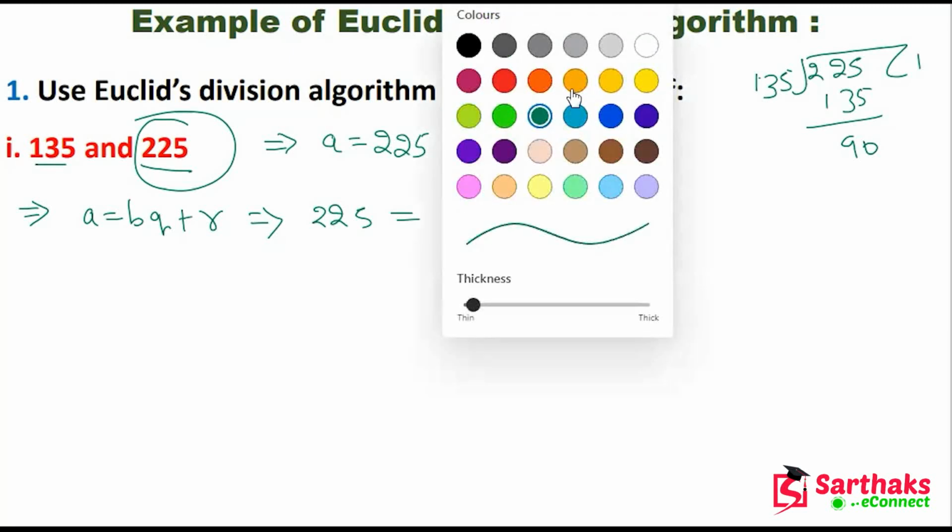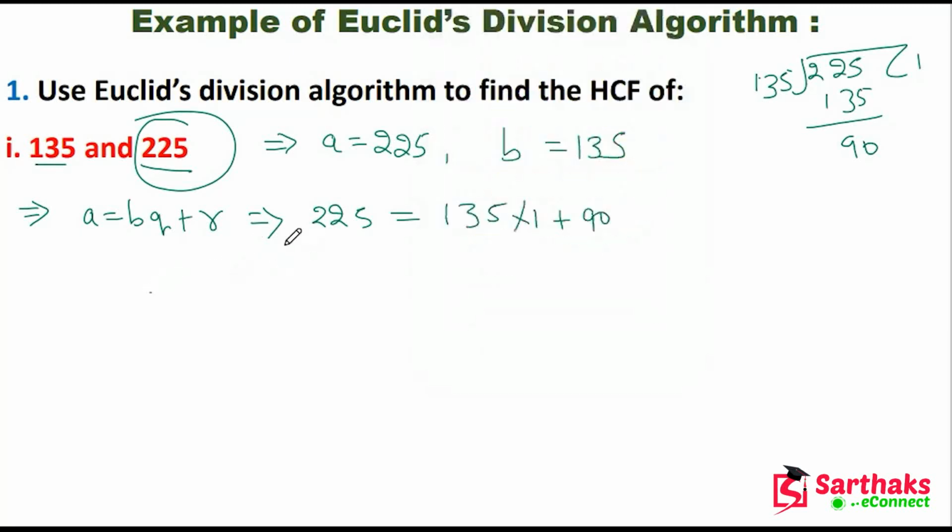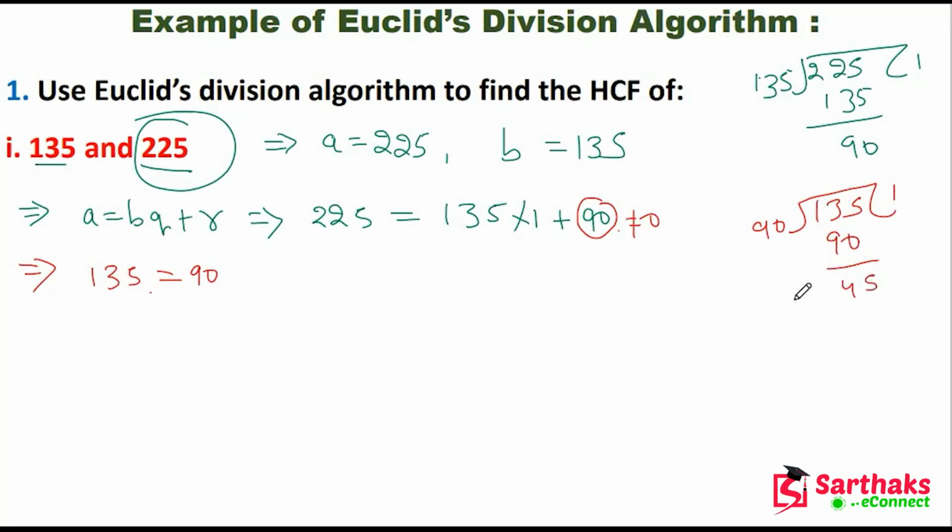Now listen to me very carefully, guys. Here our remainder is not equal to 0. So in that case, 135 becomes a and 90 becomes b, the divisor. Now again we divide 135 by 90 to obtain the quotient and remainder. It goes 1 time and we get remainder 45.